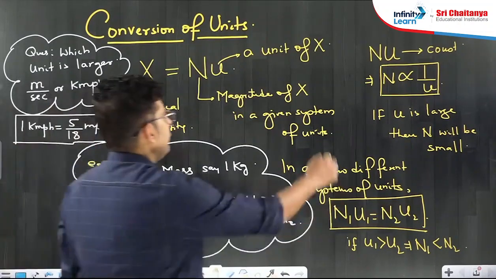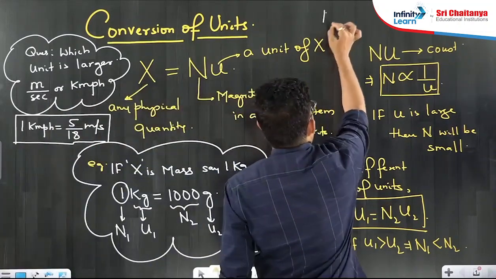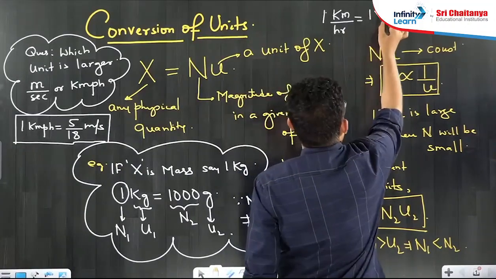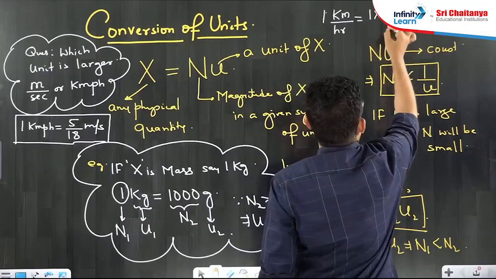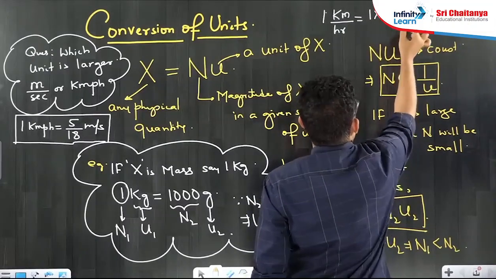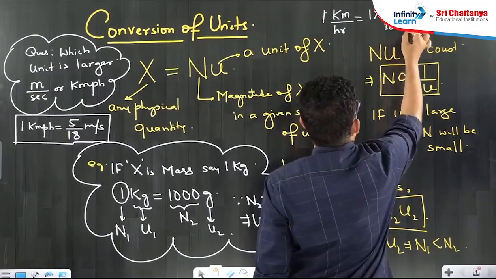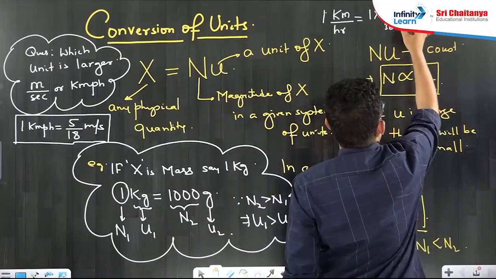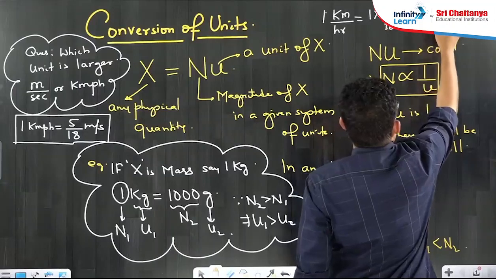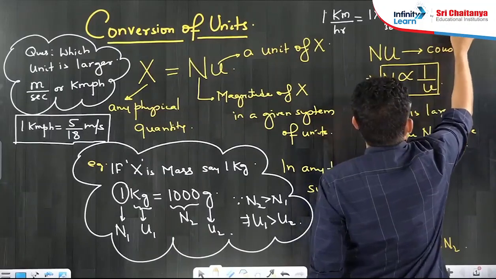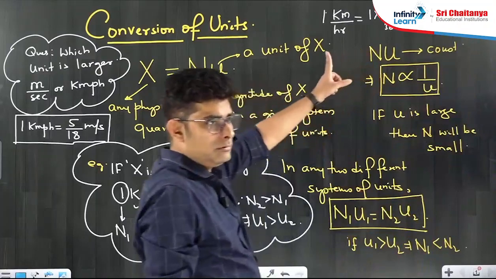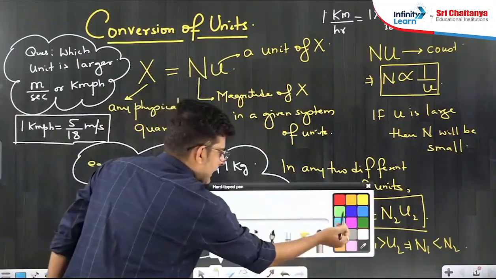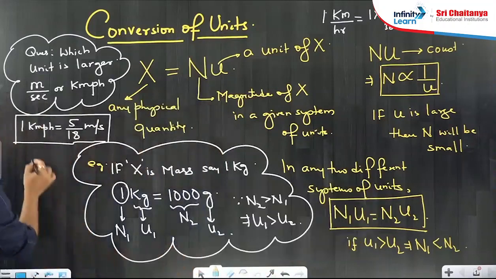What if you write 1 kilometer per hour? Let's break this down. 1 kilometer is 1000 meter and an hour is 3600 seconds. Do you get this or not? If you divide, 2 zeros gone, 2 5s are 10, 2. Do you get this or not? Clear? Yes.